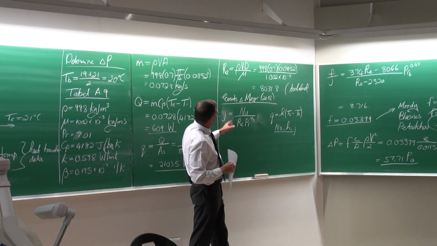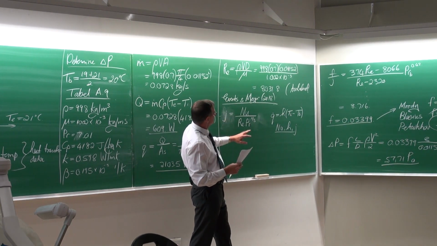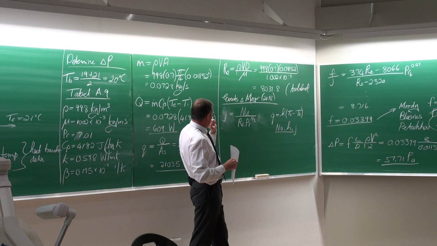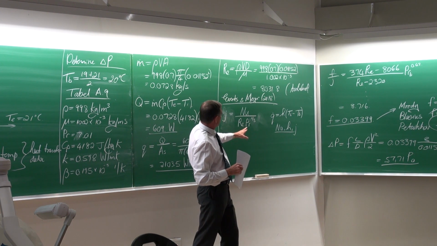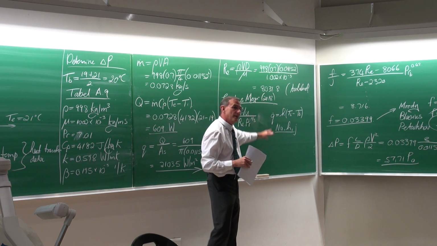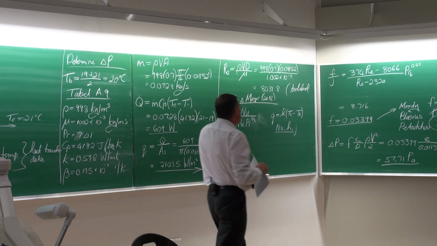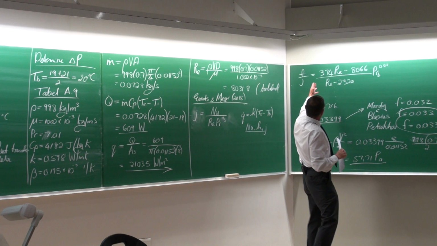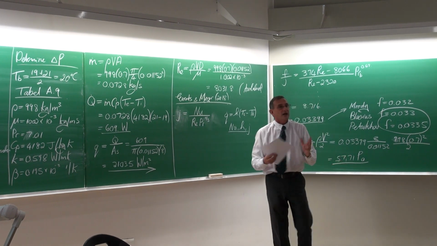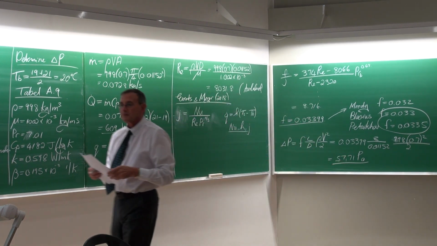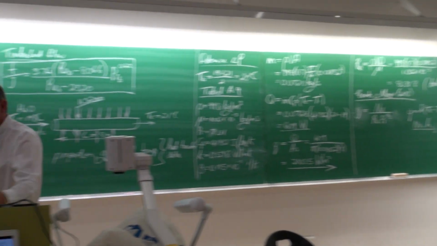I just want to remind you, in all these calculations, I've unfortunately missed calculating the J factor and the heat transfer coefficient and the Nusselt number. You can just go and do it at home. The principle is, once you've done that, you can put it in that equation and you can get the friction factor. So, what is the bottom line again?